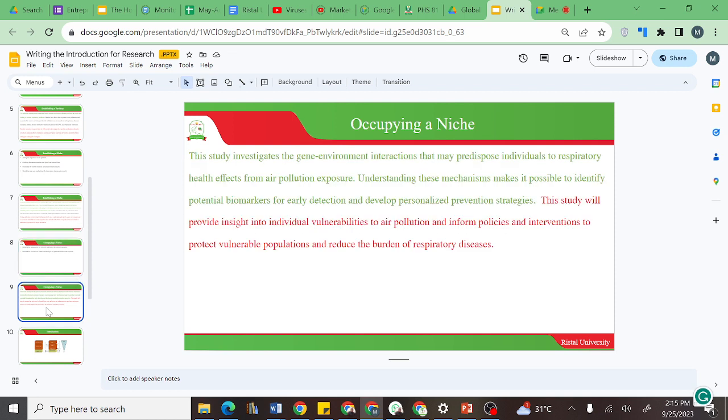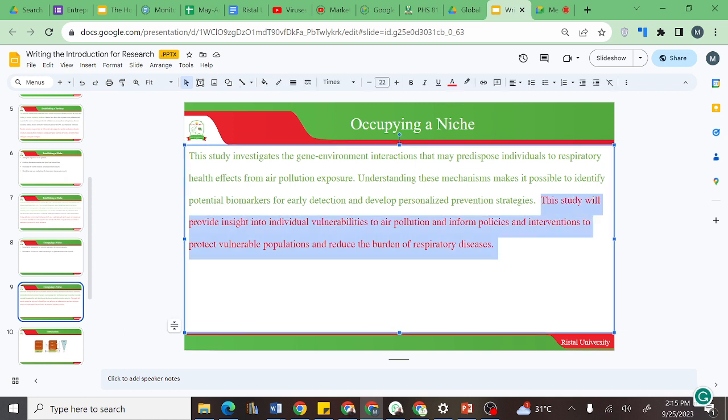So occupying the niche, this is where it comes in. This study will provide insight into individual vulnerabilities to air pollution and inform policies and interventions to protect vulnerable populations and reduce the burden of respiratory diseases. So this is where you're saying, this is the seat that I'm going to sit in. This is where my research is going to be very helpful.